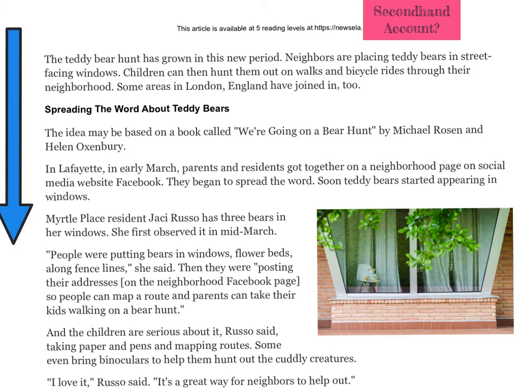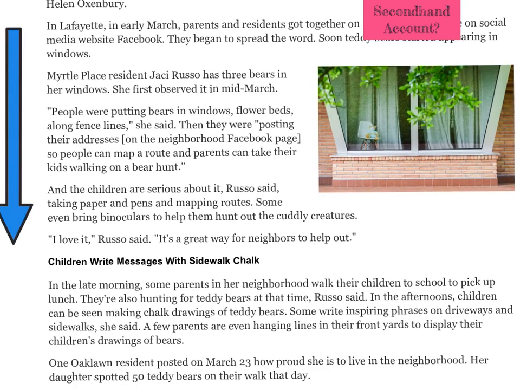The idea may be based on a book called We're Going on a Bear Hunt by Michael Rosen and Helen Oxenbury. In Lafayette, in early March, parents and residents got together on a neighborhood page on the social media website Facebook. They began to spread the word. Soon, teddy bears started appearing in windows. Myrtle Place resident Jackie Russo has 3 bears in her windows. She first observed it in mid March.